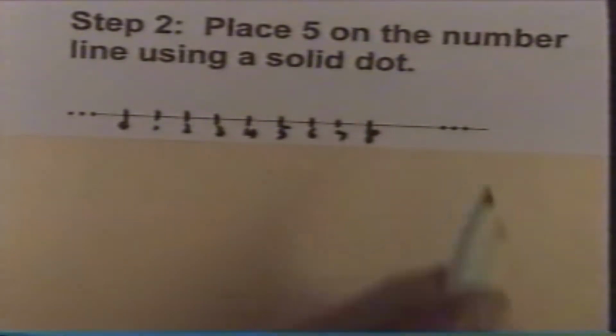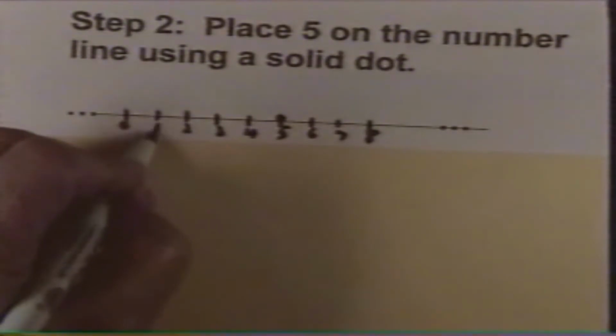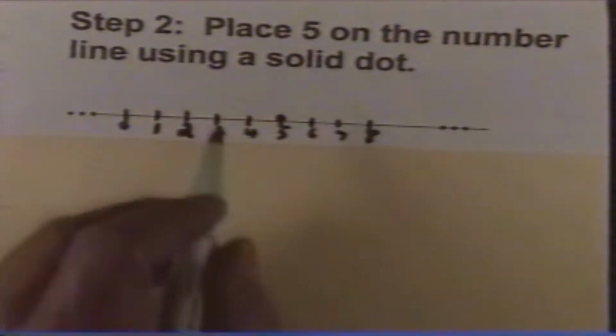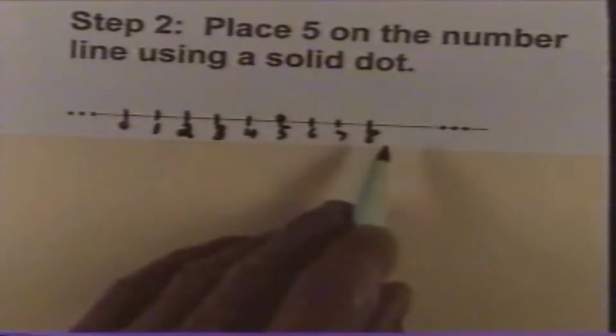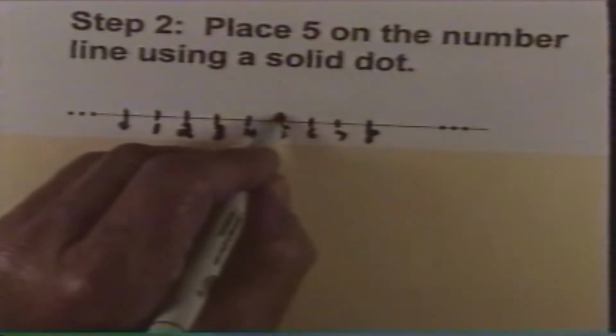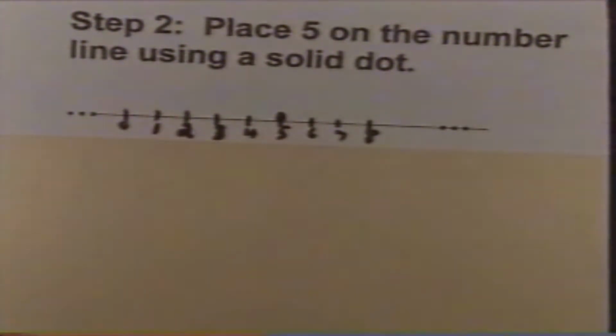So I'm going to put some of the numbers on here. Here would be 0, 1, 2, 3, 4, 5, 6, 7, 8. And of course, the dot, dot, dot means it continues infinitely in all directions. So I need to place 5 on the number line. So here is 5. That's 1 and 2, 3. So you got 0, 1, 2, 3, 4, 5, 6, 7, 8.